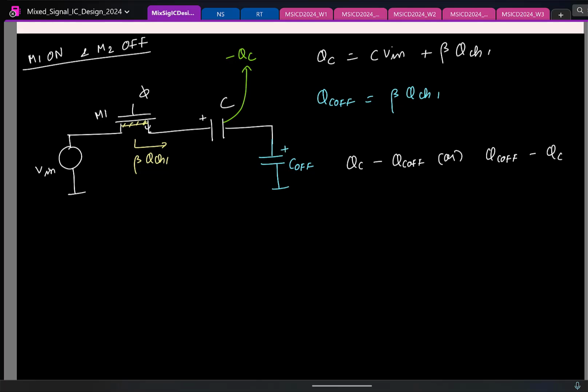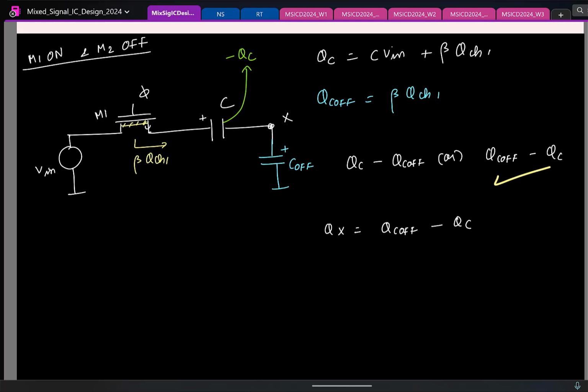This plate is having minus QC, this plate is having QC off. I have to subtract QC and QC off. What can I do? First of all, from this, can you tell me which operation is easy to do right now? This is easy to do. So if I just look at the total charge at this node, what is that? That is basically QC off minus QC. Fine.